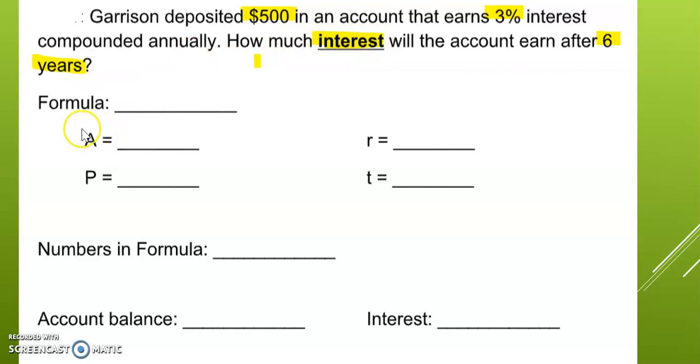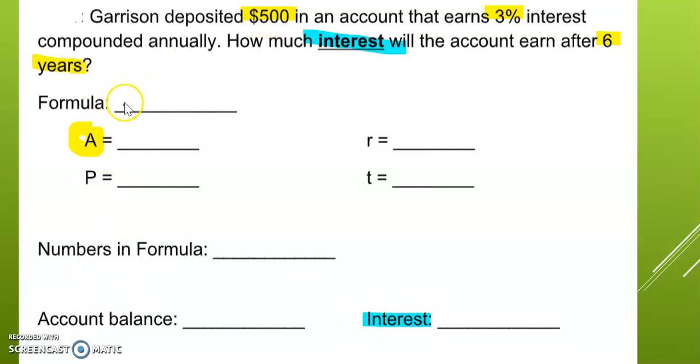Now this A is the all, so we don't want the all. This is our variable right here. So last time I actually did it in blue. Let me do it in blue again. And I want my interest. And so I want this, not my all. This is going to calculate the all, and then I'm going to have to subtract the 500.